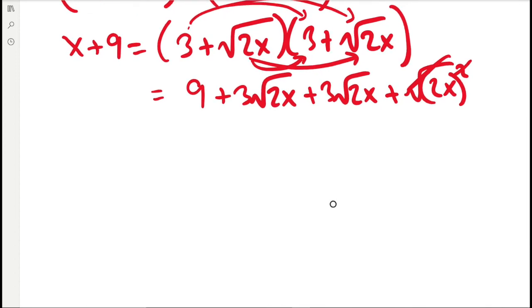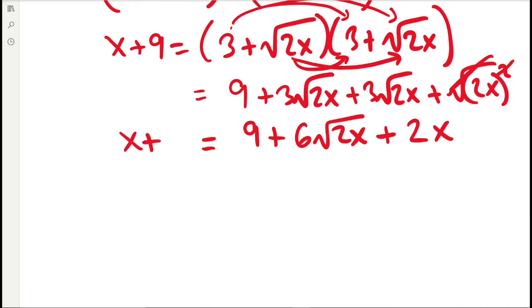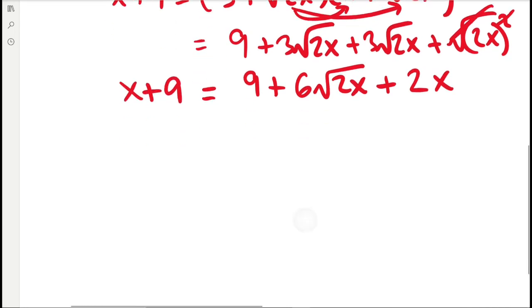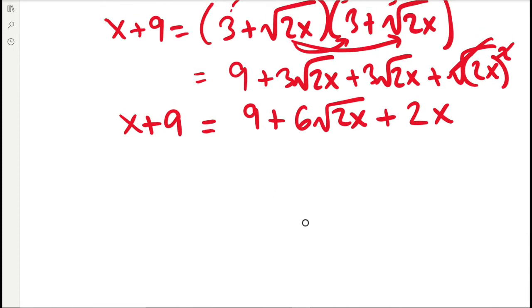Again, we're ignoring the absolute value for the purposes of this equation, because we're going to actually solve this out. So we're going to ignore that. So we got 9 plus 3 and 3 is 6. So we got 6 times the square root of 2x plus 2x. This is equal to x plus 9. All right, so now we have one radical left.